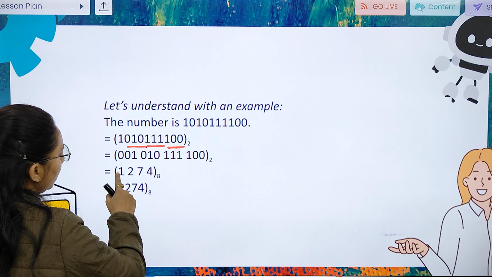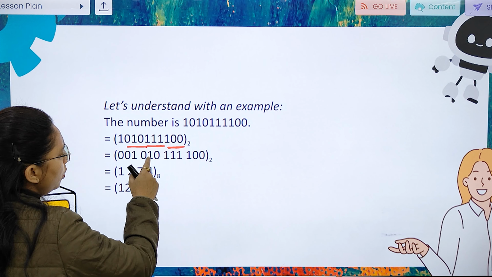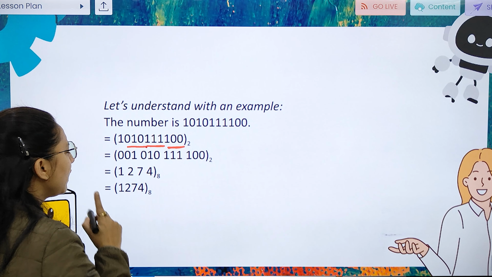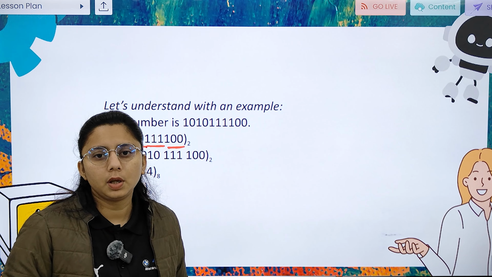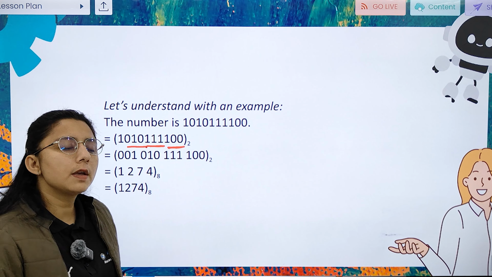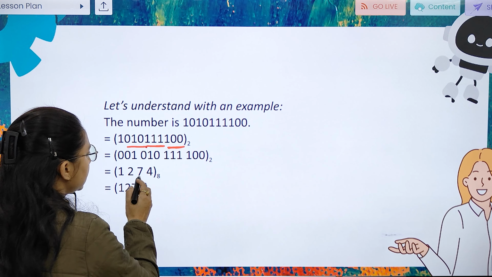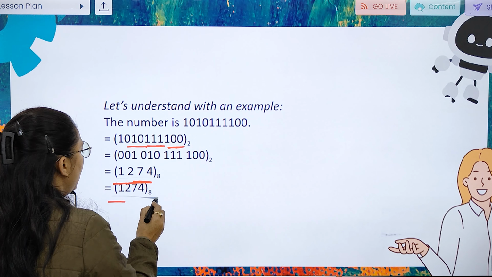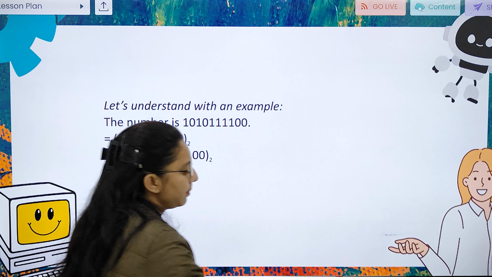So, here you will write 1, 2, 001 divided by 3. Answer will be 1. Then here 2 5s are 10, 5, 7 and 4. Then 1274 and base is 8.